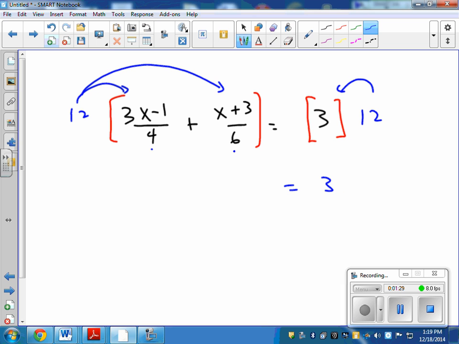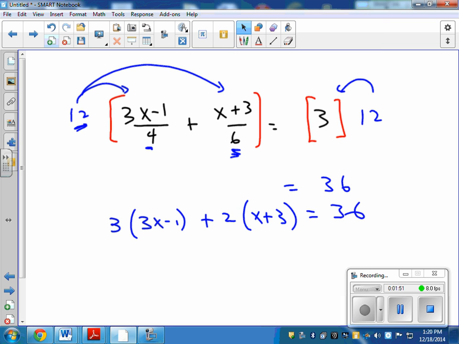Let's see, on the right side, you just get 36. On the left side, when you multiply the 12 and you have the 4 down here, the 4 will go into the 12 3 times, so you have 3 times (3x minus 1). And in the second multiplication, the 6 will go into the 12 2 times, and 2 times (x plus 3). Okay, so that's the way that would go if you were to do that.